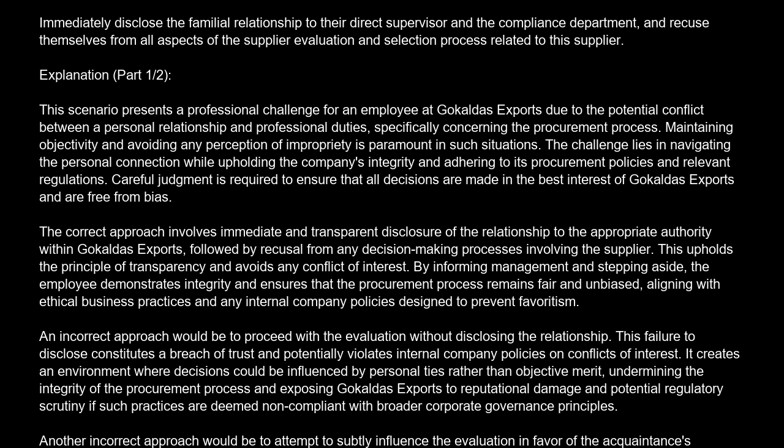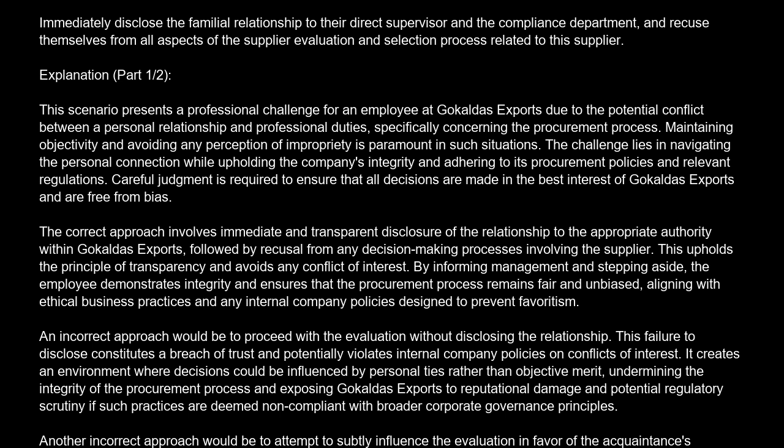The correct approach involves immediate and transparent disclosure of the relationship to the appropriate authority within Gokaldas Exports, followed by recusal from any decision-making processes involving the supplier. This upholds the principle of transparency and avoids any conflict of interest. By informing management and stepping aside, the employee demonstrates integrity and ensures that the procurement process remains fair and unbiased, aligning with ethical business practices and any internal company policies designed to prevent favoritism.